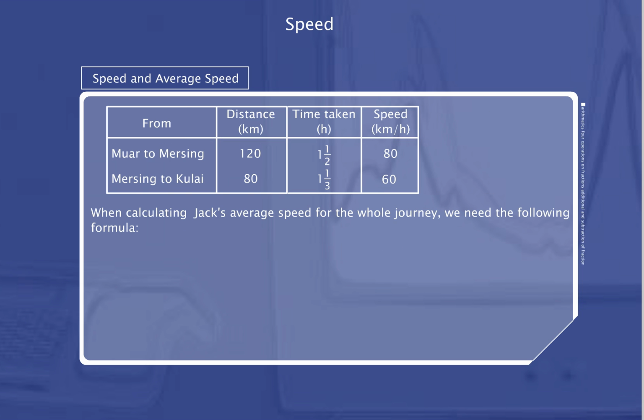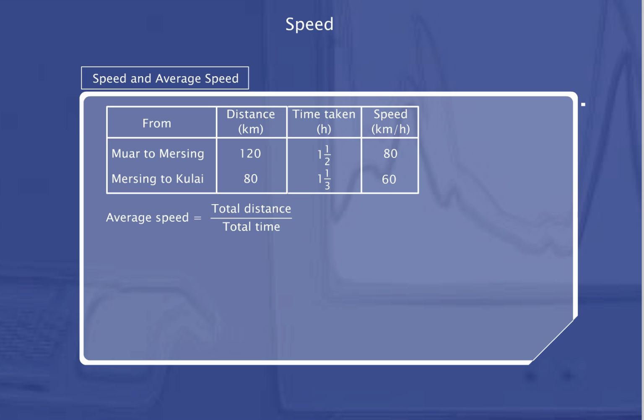When calculating Jack's average speed for the whole journey, we need the following formula. Average speed equals total distance over total time. First, we need to find the total distance and the total time. 10 minutes equals 1/6 of an hour.